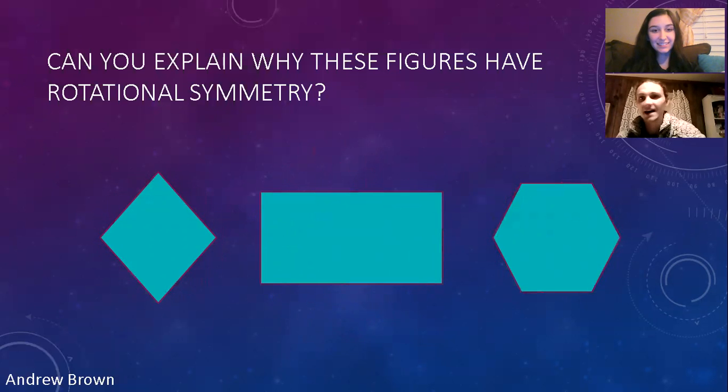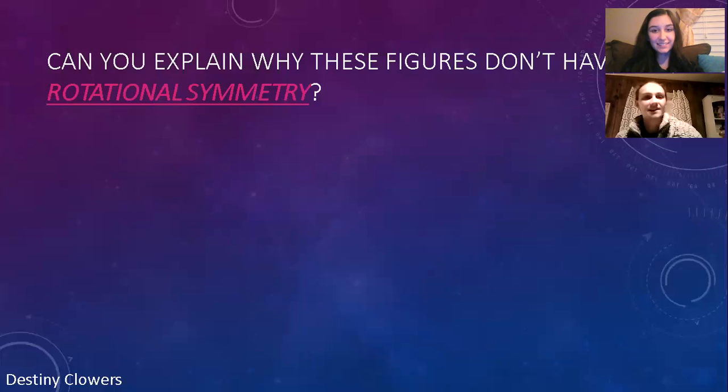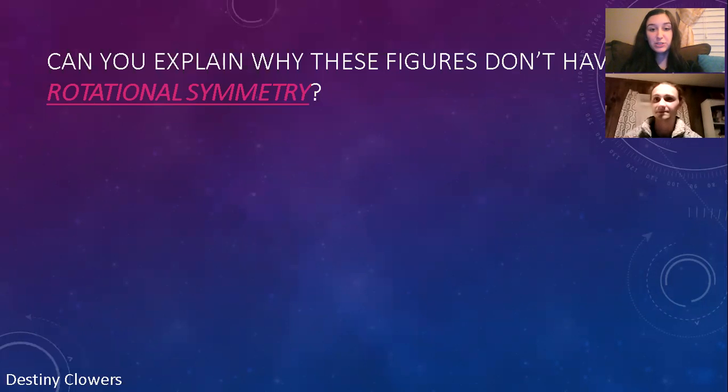And I have a question for you. Can you explain why these figures don't have rotational symmetry? Sure. So, like you just mentioned, rotational symmetry is when a figure can rotate 180 degrees around its center and look exactly like it did before it was ever rotated. Each line should match up perfectly, just like you were saying.